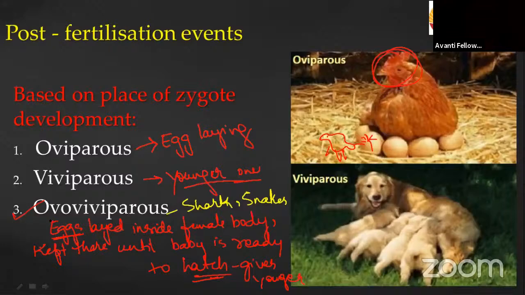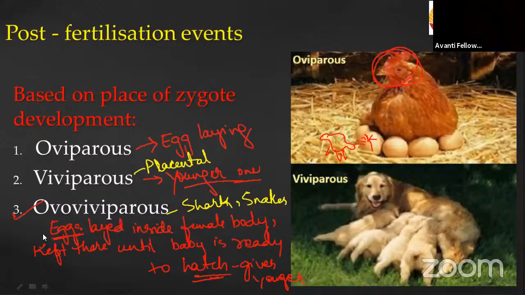One more very important thing that you need to remember is these viviparous animals have placenta for nutrition. They will give placental nutrition for the younger one. Humans are example for oviparous? No, Amit. Humans are example for viviparous.